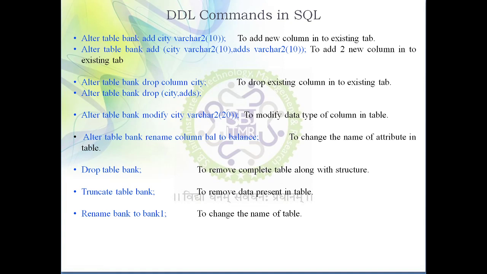Now suppose you want to only delete all the data from the table, but you don't want to remove the structure of the table. Then in that case you need to make use of the truncate command, TRUNCATE TABLE bank. So an important question is, what is the difference between truncate and drop? Drop will delete data along with the structure, whereas truncate will delete only the data present in the table, but the structure of the table remains as it is. That means after applying the truncate command on any table, the table becomes empty.